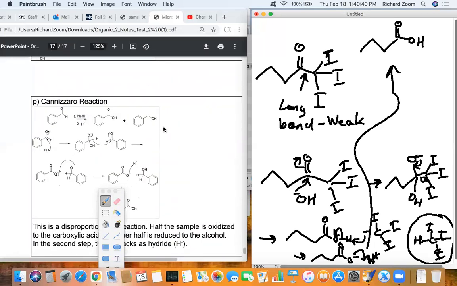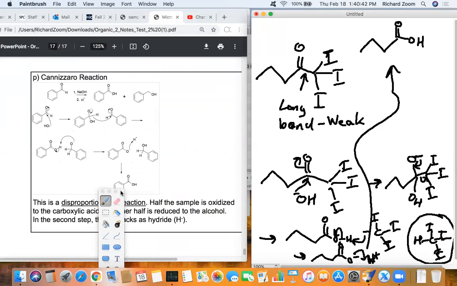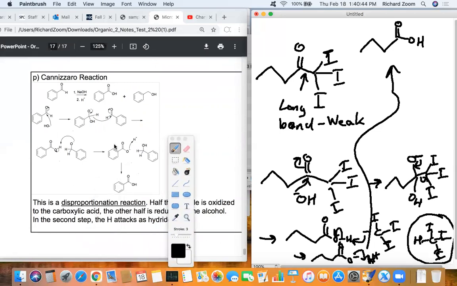The Cannizzaro reaction won't be on the test, and if you want to read about it, you can, but I'm not going to put it on the test.